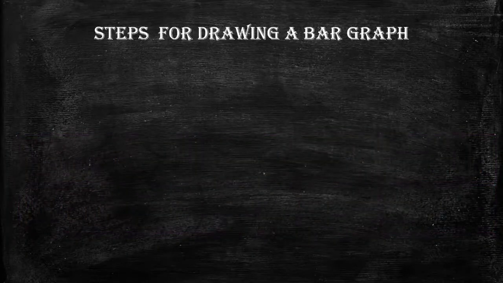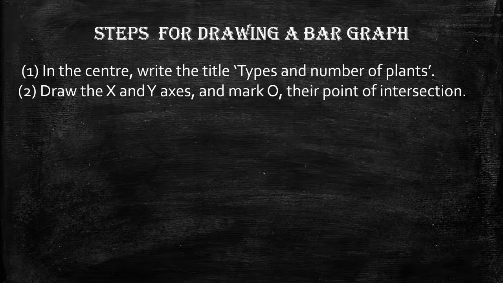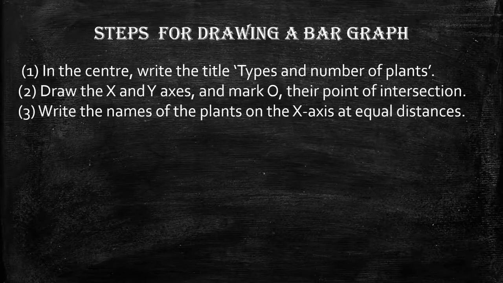Steps for drawing a bar graph. To draw a bar graph, first we have to take a graph paper. On that graph paper, we have to draw the bar graph using the following steps. The first step is, in the center, write the title, types and number of plants. The second one is, draw the x-axis and y-axis and mark O, their point of intersection. The third step is, write the names of plants on the x-axis at equal distance.